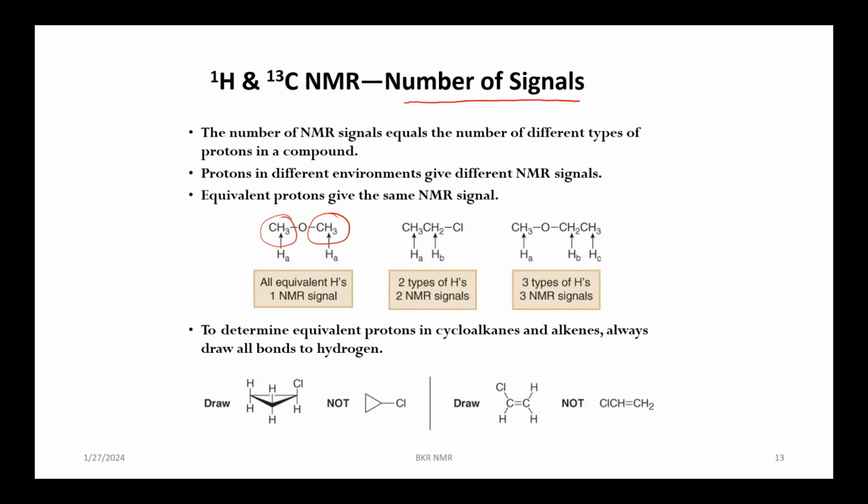You can see these two CH3 have the same environment, so they'll give you only one NMR signal. That corresponds both for proton and C13. Both proton and C13 will give you only one NMR signal.